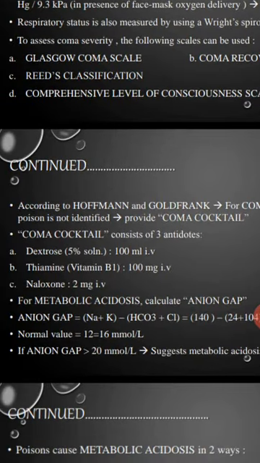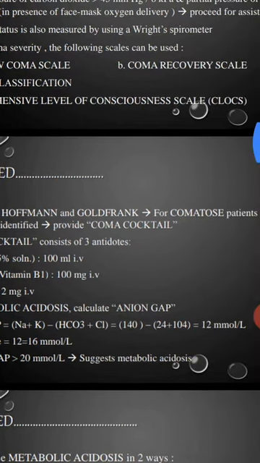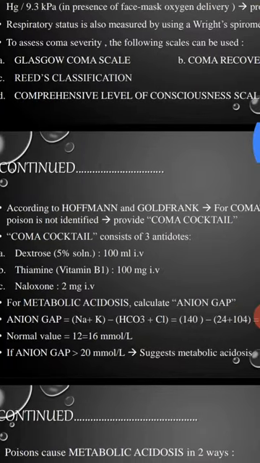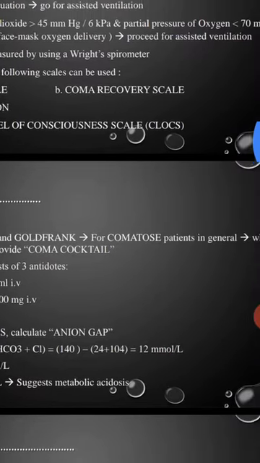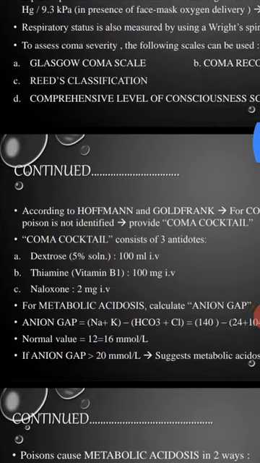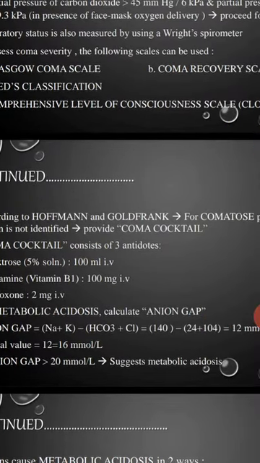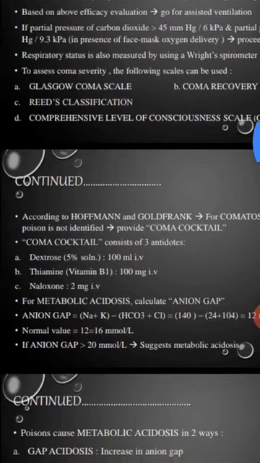Next, in order to prevent the coma, you can give the coma cocktail, according to Hoffman and Goldfrank, for comatose patients in general where the poison is not identified. Provide the coma cocktail to prevent the coma. If the patient has chances of entering into a coma, you can give the coma cocktail. Cocktail is nothing but a mixture.